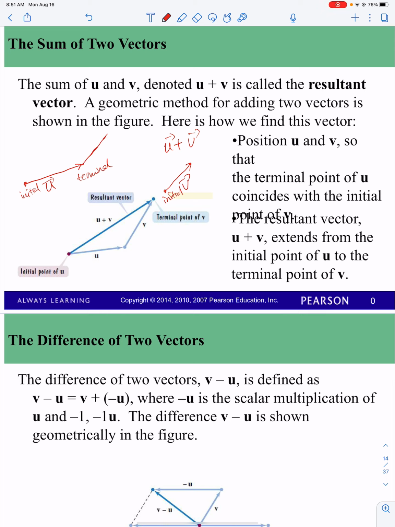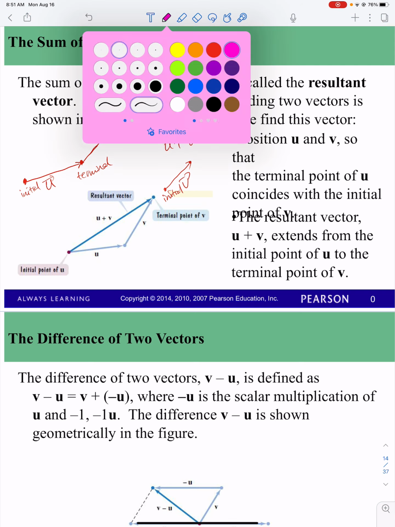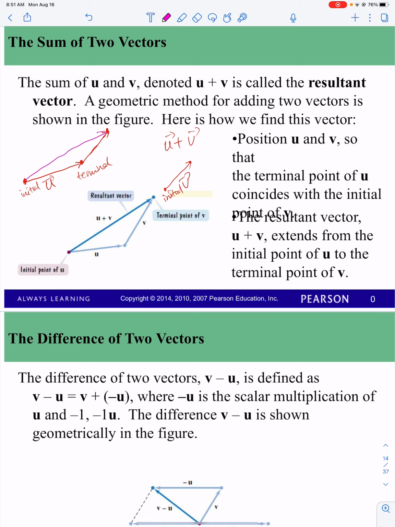Okay, so same direction, same magnitude, yeah? So what will you do? You put the initial at the terminal and then keep the vector, yeah? Okay, so what will u plus v be? U plus v will be the new initial to the new terminal here, yeah? So u plus v will be this. You with me? So what happens here? You just connect these two vectors, yeah? It's very easy to understand.